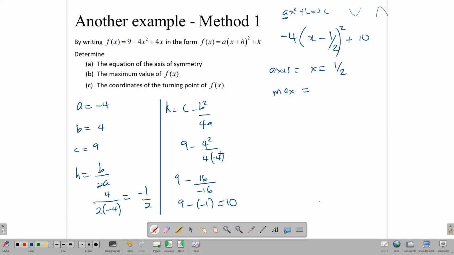So the maximum value would be 10. That's the highest value the graph would reach. And so we can write down our turning point or the vertex, and that would be 1/2, 10. And that's that. Now let's look at the same example using the other method.